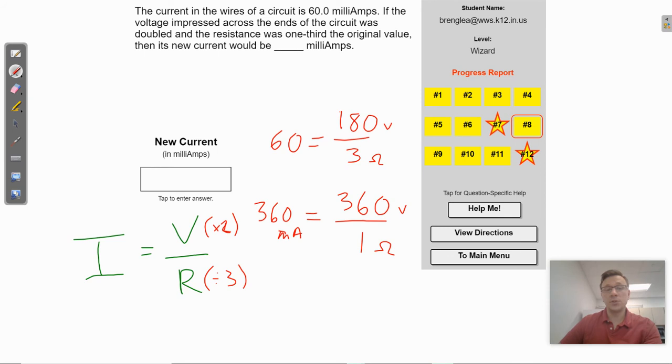So basically what you can do is you can do this in two steps. You can say, okay, voltage is multiplied by 2, so I'm going to go ahead and multiply my answer by 2. So it gets up to 120. And then divide resistance by 3 means that we would multiply the current by 3. So 120 times 3 is 360.